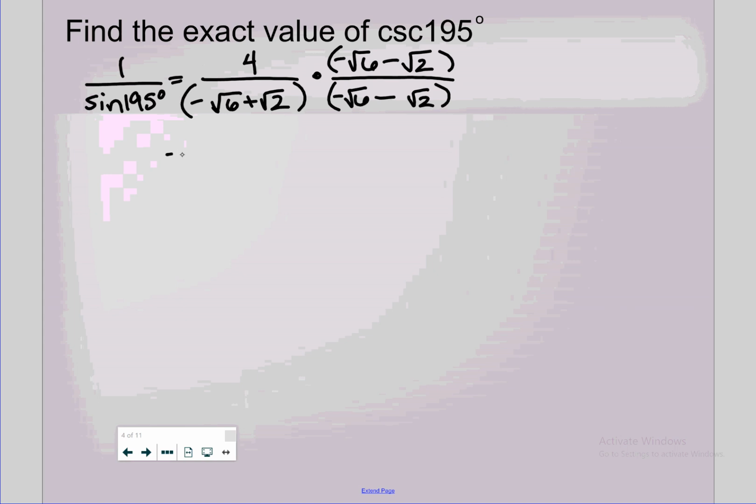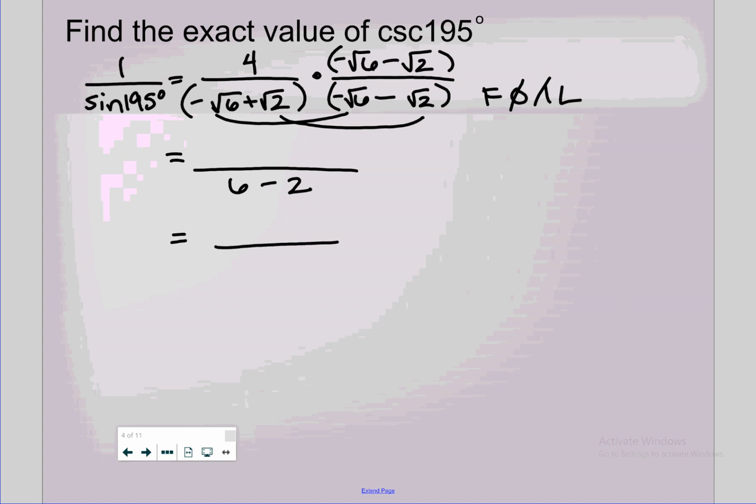On the bottom, you are foiling, but they're conjugates, so we know outside and inside are going to cancel. You only have to do first and last. What's negative rad 6 times negative rad 6? Well, negative times a negative is positive. So the negatives cancel. Rad 6 times rad 6 is just 6. And then what's positive rad 2 times negative rad 2? Negative 2. So the whole denominator is just 4.